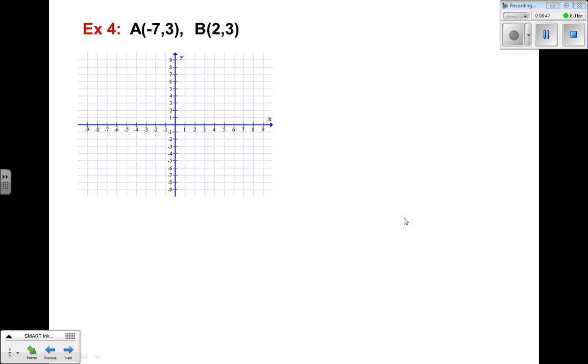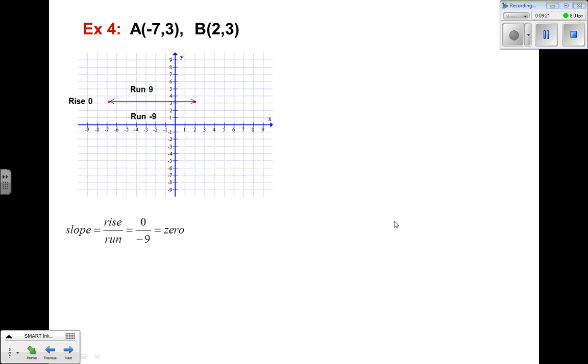Next example, I want you to plot those 2 points and draw the line. So there's the points (-7, 3) and (2, 3). Draw the line. And now to go from one to the other, because there's no upward motion, it's a rise of 0. And to go from the right point to the left one, that is a run of -9, giving us 0 over -9 as a slope, and 0 divided by any number is 0, so it's a 0 slope.